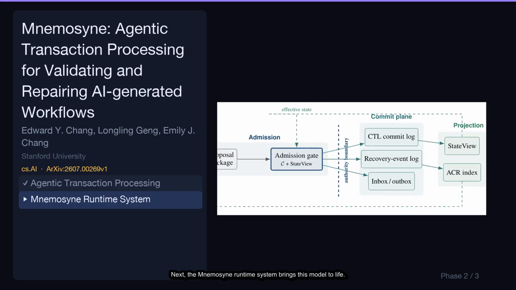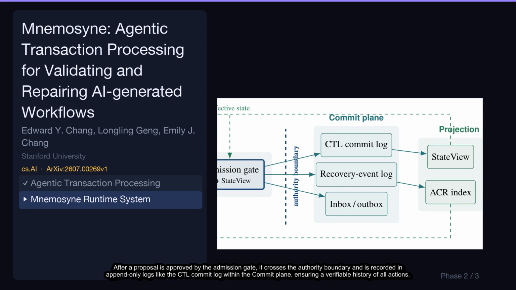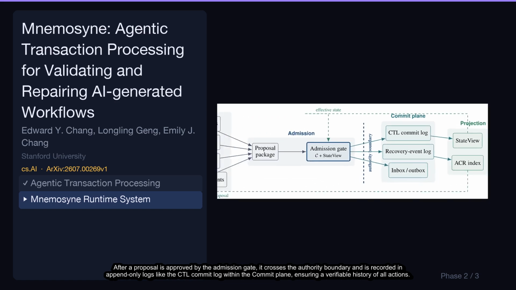Next, the Mnemosyne runtime system brings this model to life. After a proposal is approved by the admission gate, it crosses the authority boundary and is recorded in append-only logs like the CTL commit log within the commit plane, ensuring a verifiable history of all actions.